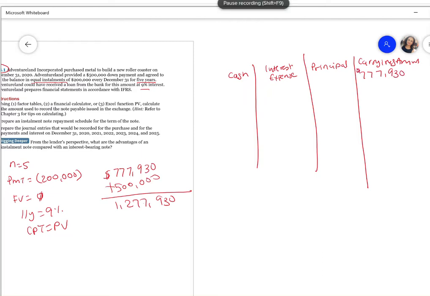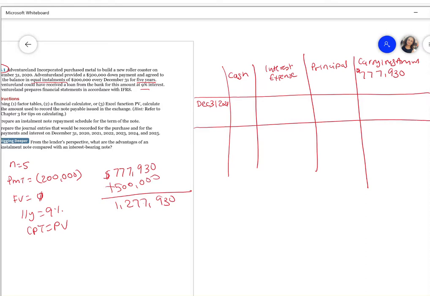Then we have the dates. The first date will be December 31st, 2021. The cash we paid was the payments we're making, so that's the cash that you paid. How many payments are we going to make? 5 of them. So let's write 5 of them, so that we know we are going to have the same 5 payments: 1, 2, 3, 4, and 5.